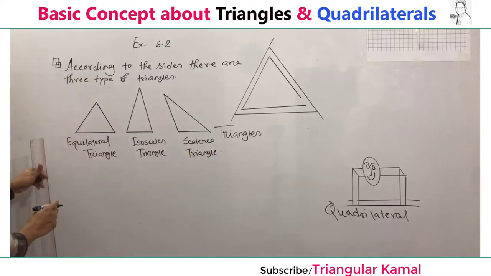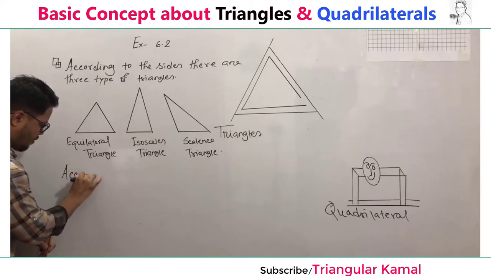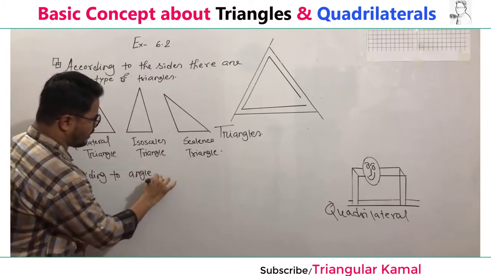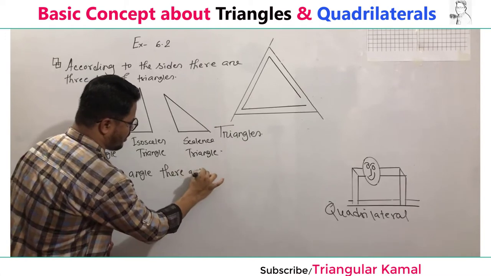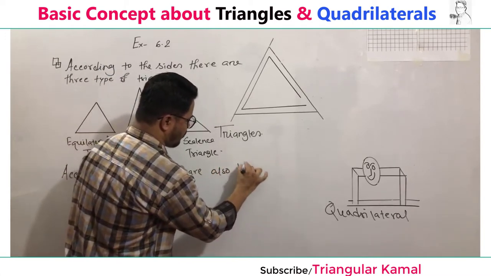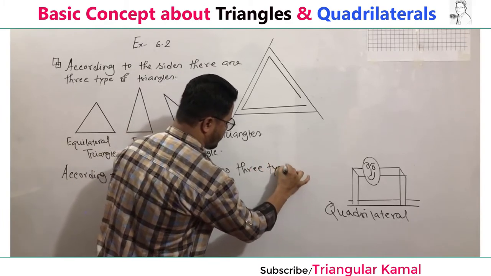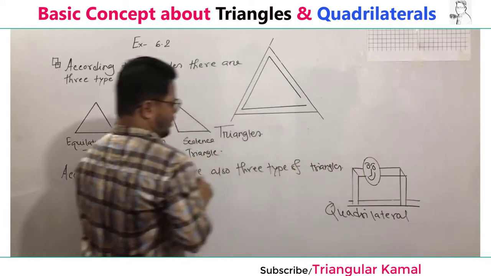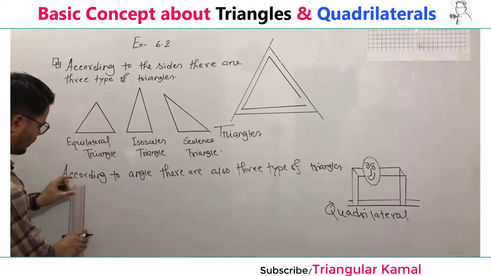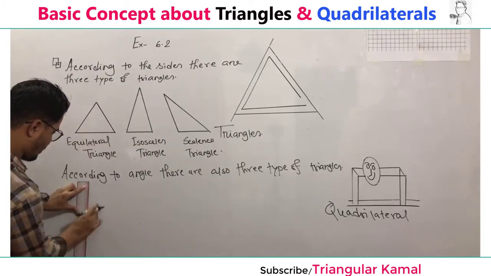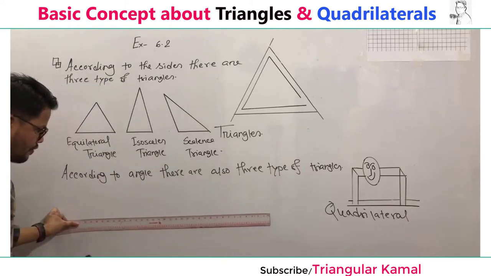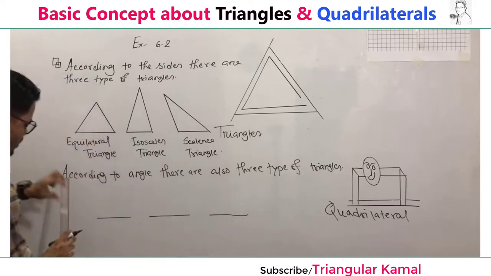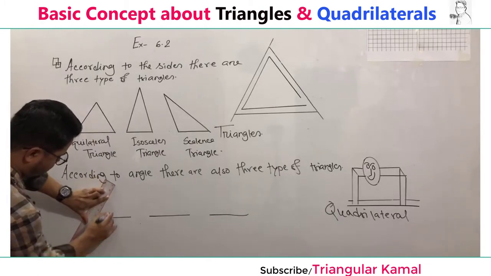And number 2, according to angle, there are also 3 types of triangles. Number 1, first, second and third.